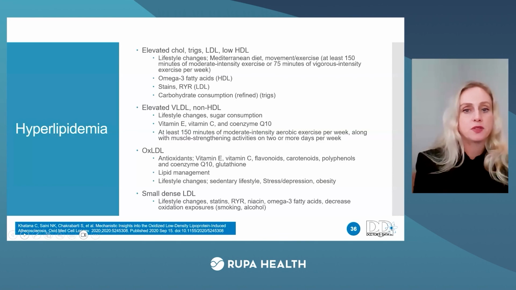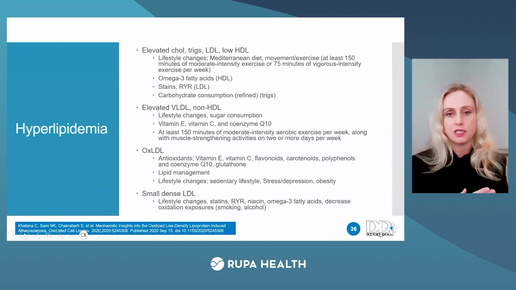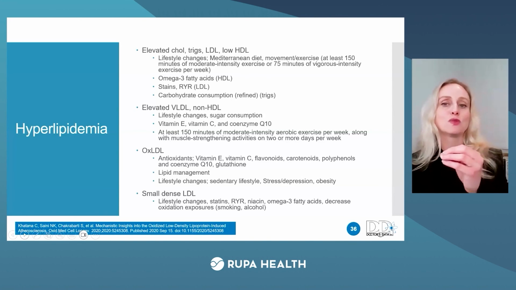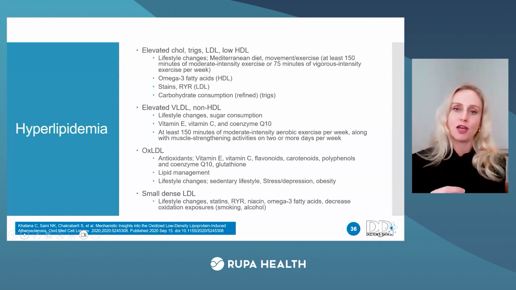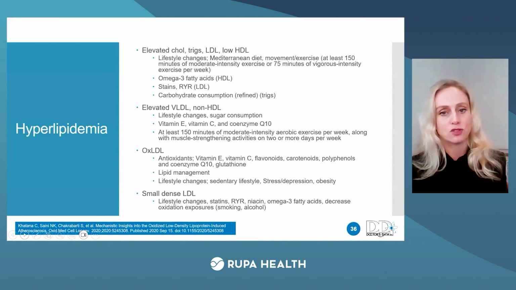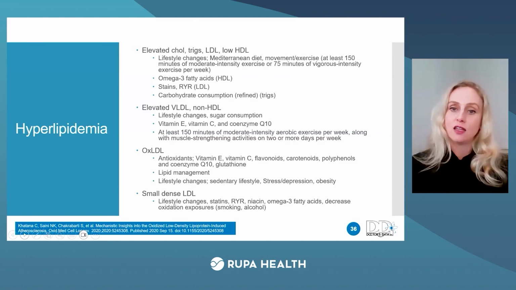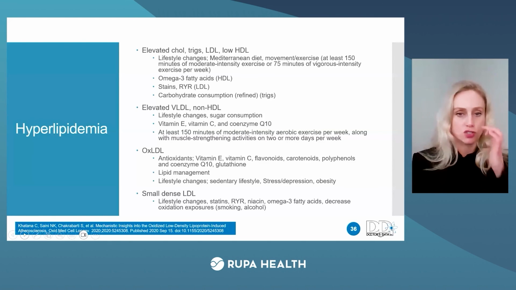Okay, we already know these, so I'm going to go through them fast. Omega-3 fatty acids for HDL, statins, and maybe red yeast rice for that LDL. Carbohydrate consumption, the standard American diet needs to be addressed as related to the trigs, especially refined carbohydrates, high fructose corn syrup, those kinds of things. Elevated VLDL and non-HDL, lifestyle changes, sugar consumption.